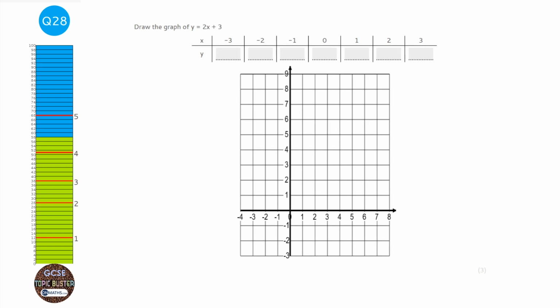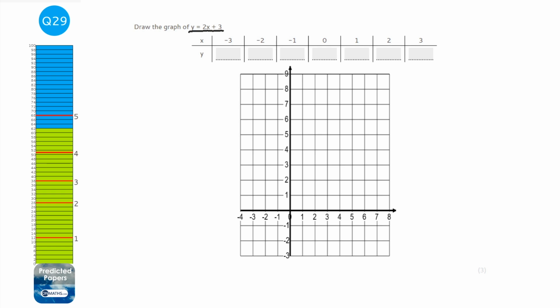In this question, we're asked to draw the line y equals 2x plus 3. Now, there's no x squared or x cubed, so I know it's going to be a straight line graph. Now, there's multiple ways of doing this. I'm going to do it using a table, and then I'm going to show you a few other tricks of doing it much quicker or checking that you've got it right.